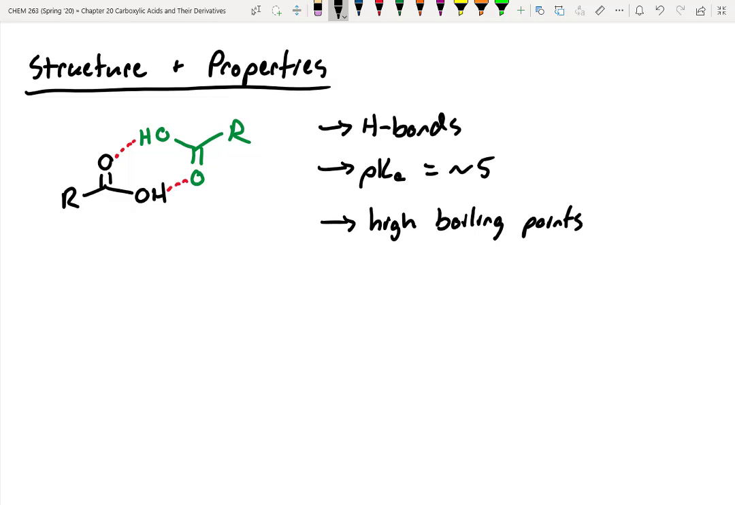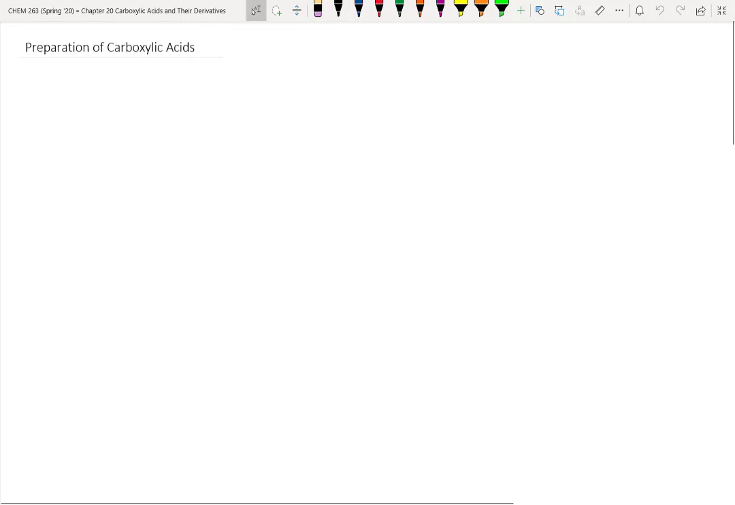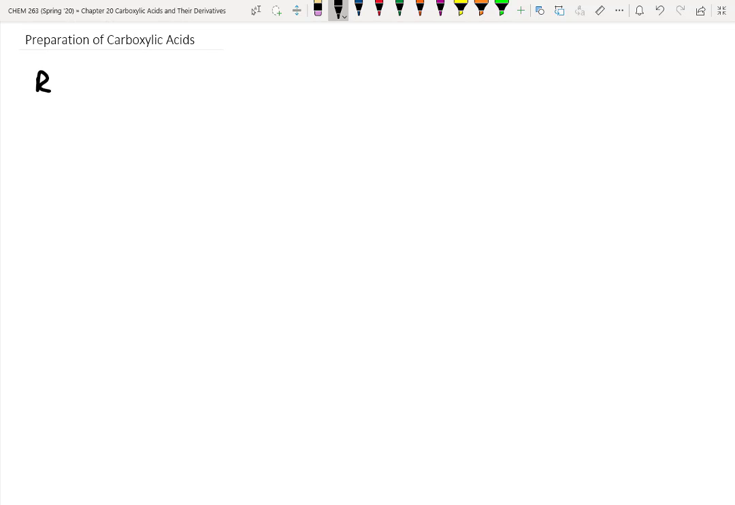But now what I want to do is go into the preparation of carboxylic acids really quick. Most of this is just going to be review from previous chapters. We'll cover a couple new reactions though. So let's take a look at the review ones first, and a lot of these we saw last term.